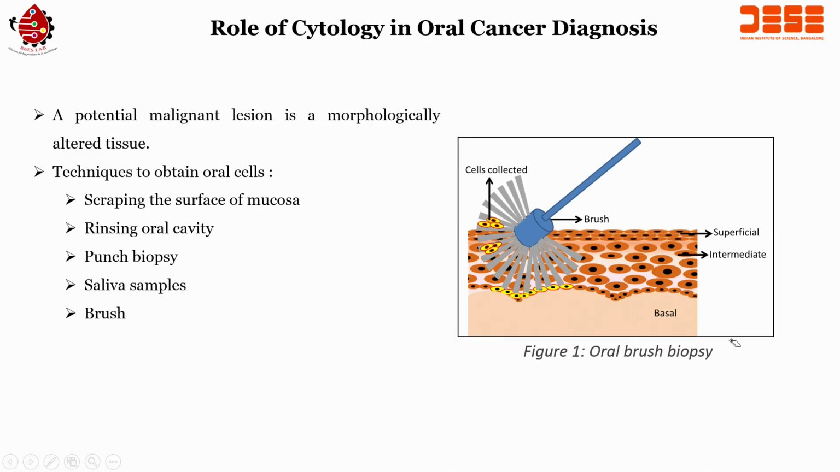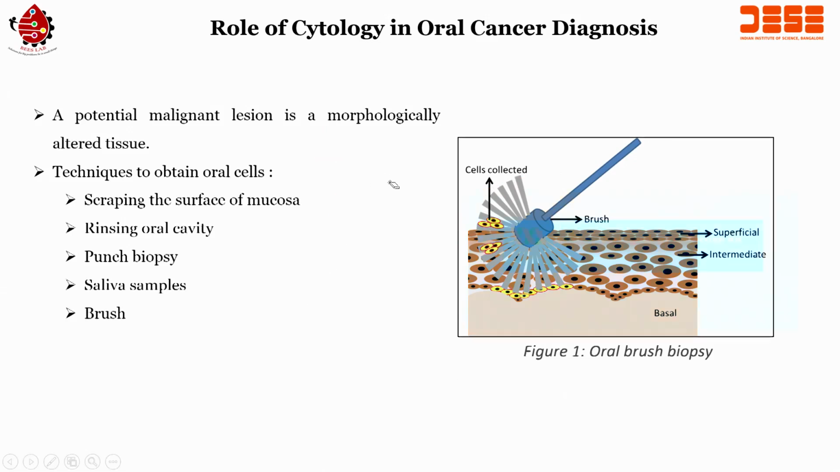But the point is that a potential malignant lesion is a morphologically altered tissue. Techniques to obtain these oral cells are scraping the surface of mucosa, rinsing the oral cavity, or punch biopsy, or saliva sample, or using the brush biopsy. The image is for the oral brush biopsy. So, these are the techniques to obtain the oral cells.